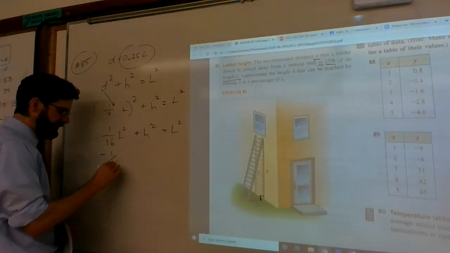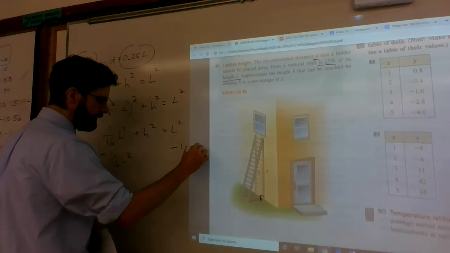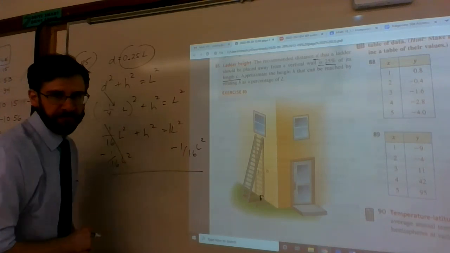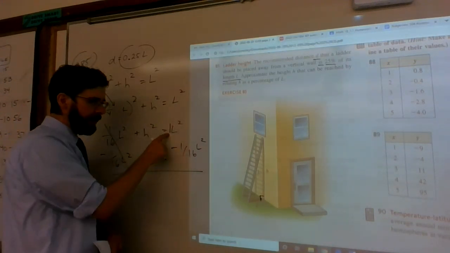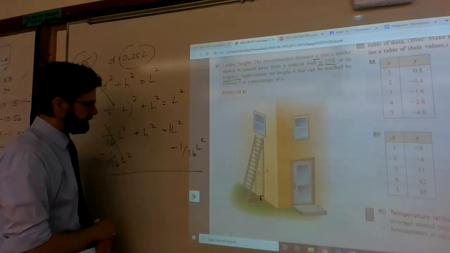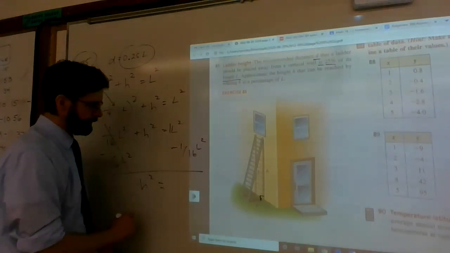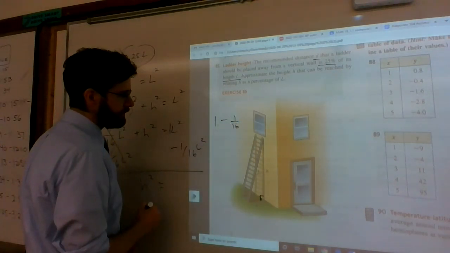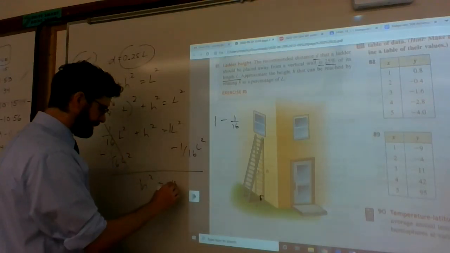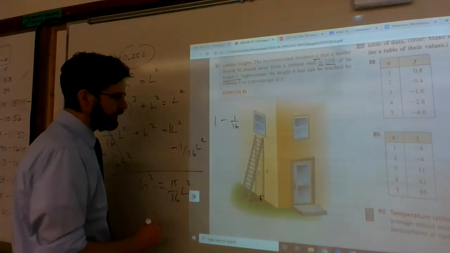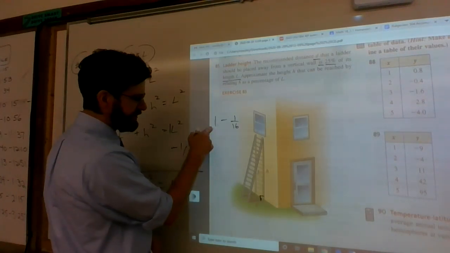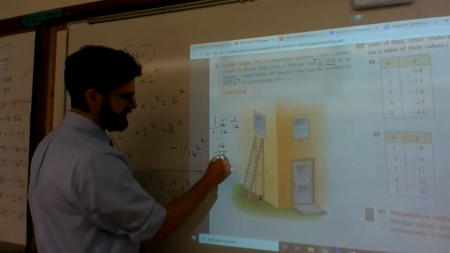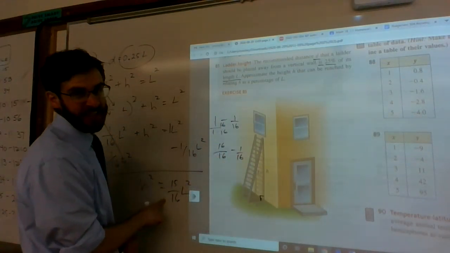So if I subtract 1/16 L squared from both sides, think about the fact that there's a coefficient of 1 in front of that L squared, and I'm really just taking 1 minus 1/16. So H squared is equal to, well, what's 1 minus 1/16? Should be 15 over 16. You can either think of it as a full 16 over 16 minus 1 over 16, or find common denominators. 16 over 16 minus 1 over 16 is 15 over 16.